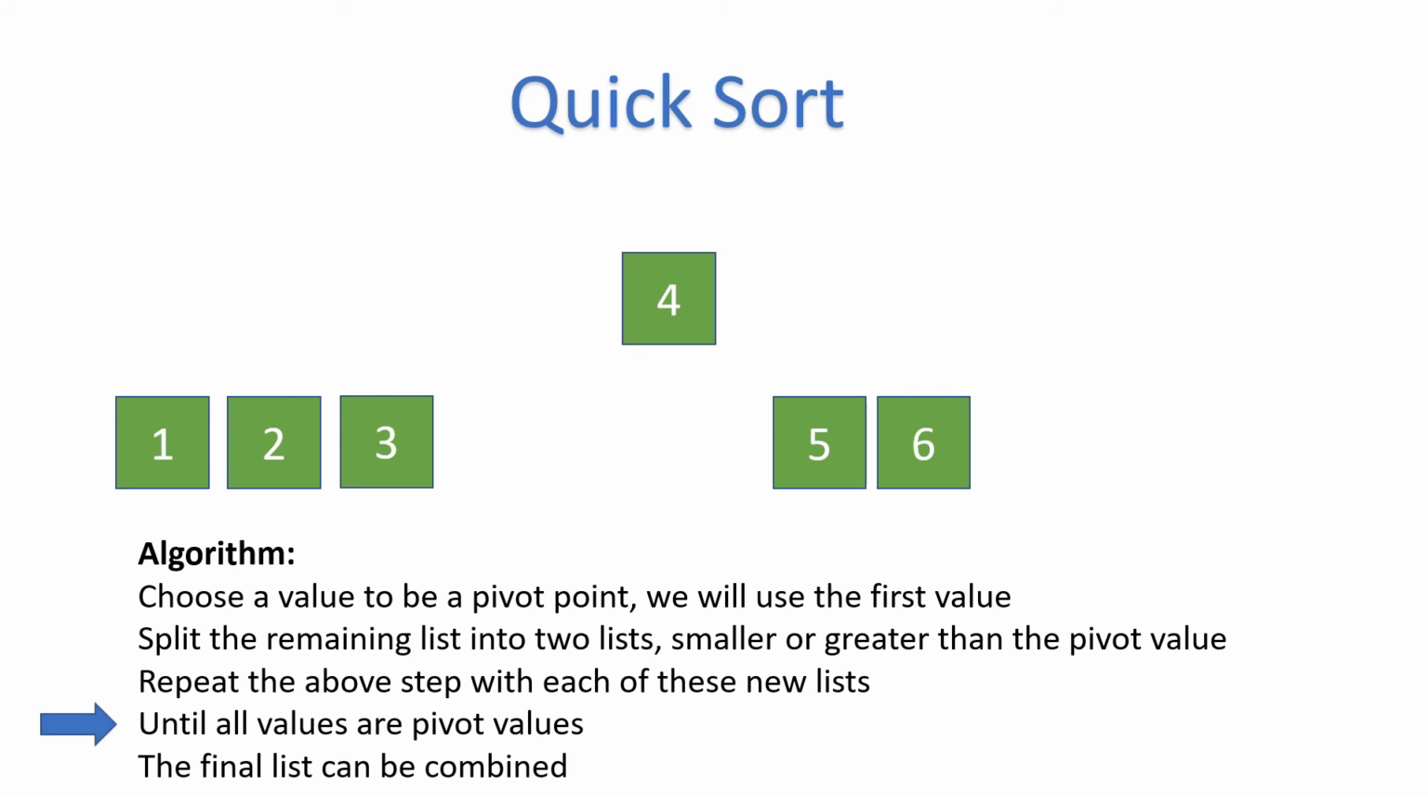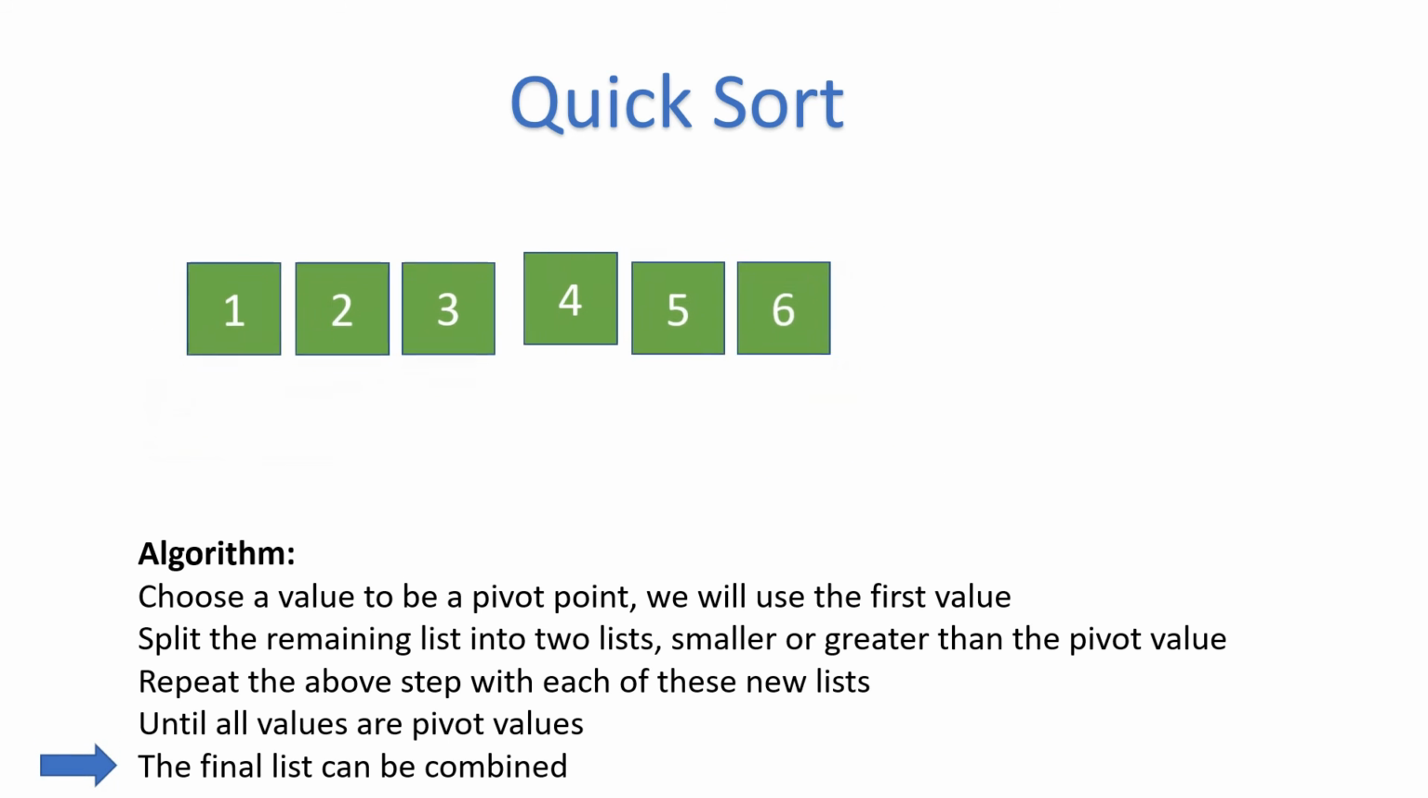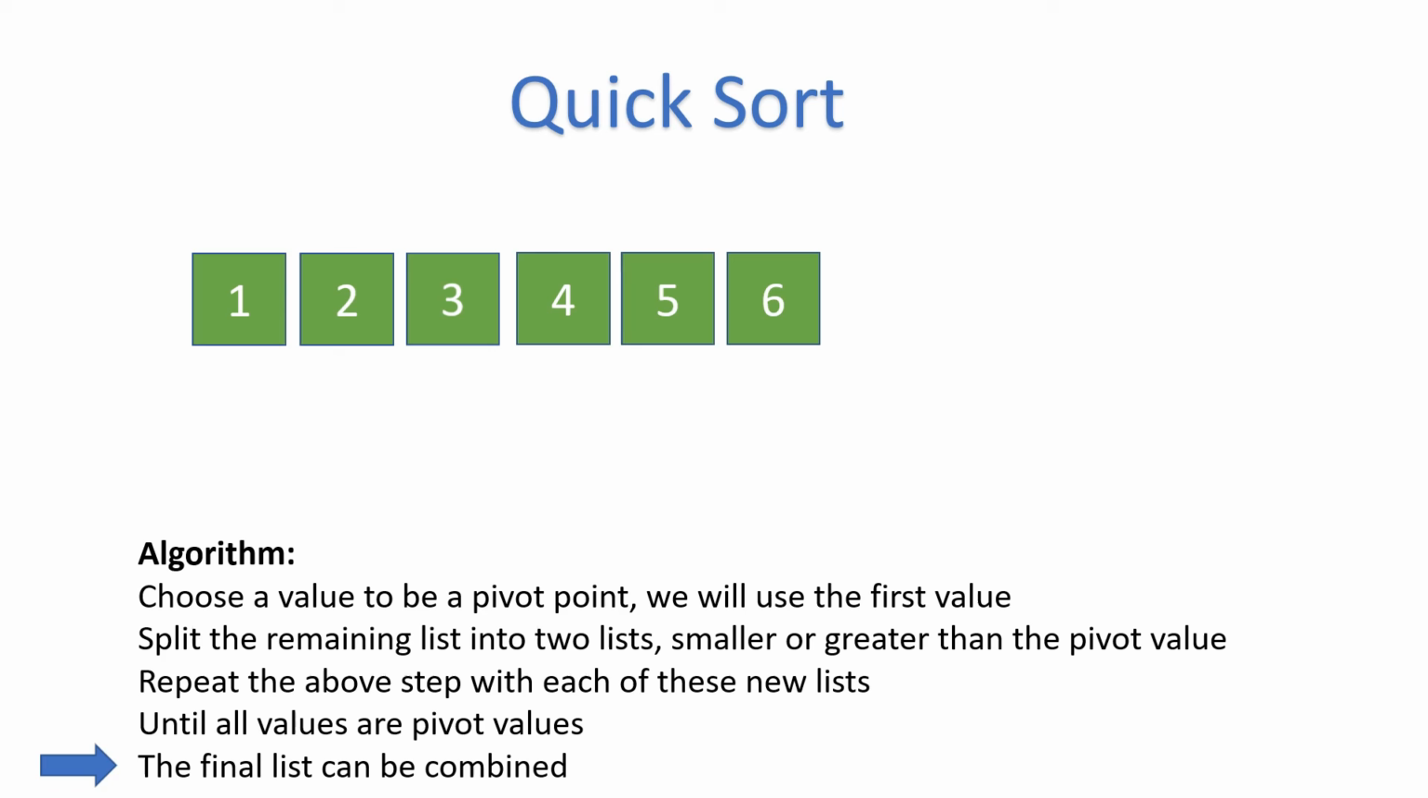If we've got to this stage, we just recombine the list because they should be in the correct order to find our final value list. And again, let's see this in action with a graphical representation.